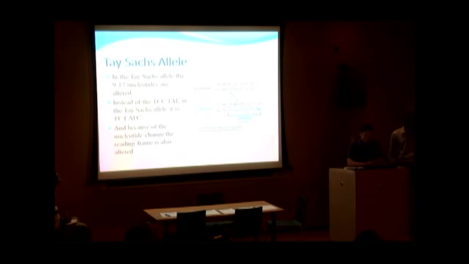In the Tay-Sachs allele, nucleotides 9 through 12 are altered. Instead of the regular chain TCTAT, it is altered into GCTATC. And because of the nucleotide change, the reading frame is also altered.